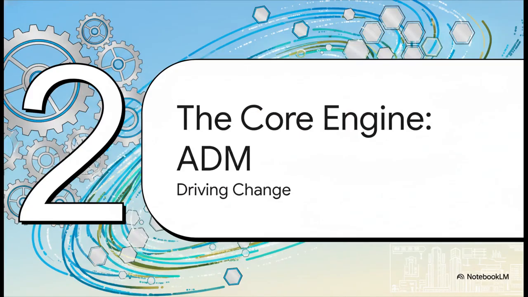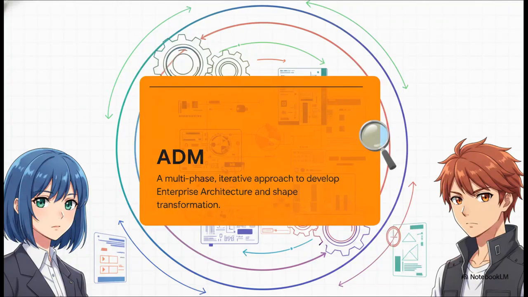So if architecture is about continuous evolution, what actually drives that change? Well, that brings us to part 2, the core engine. The crucial piece here is the Architecture Development Method, or ADM. This is literally the beating heart of the entire framework. It's a multi-phase, iterative approach used to develop the architecture and actively shape and govern business transformation. It is definitely not a one-and-done process. It's a continuous engine of improvement.